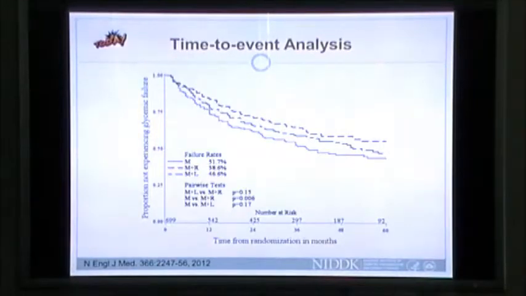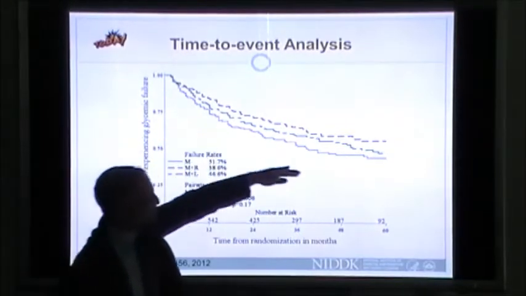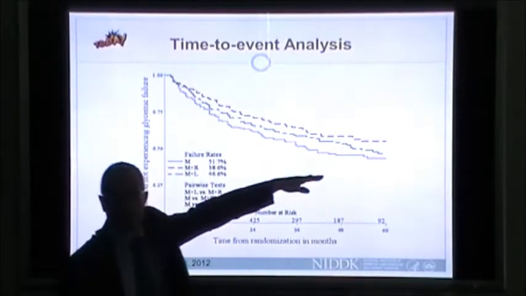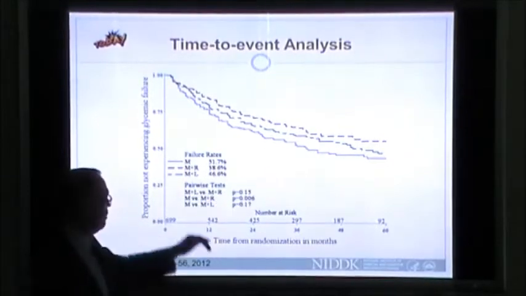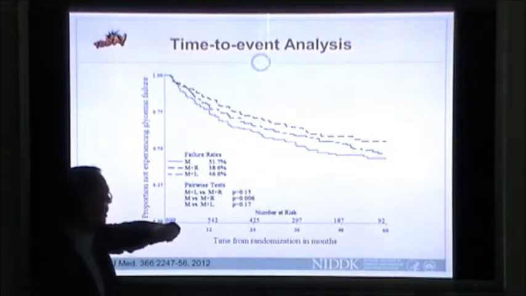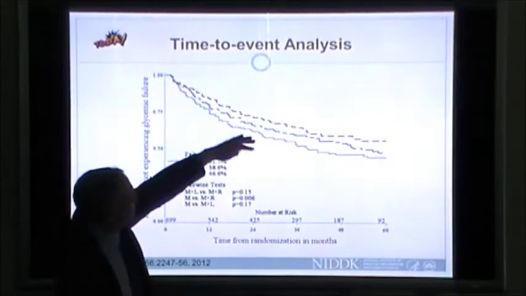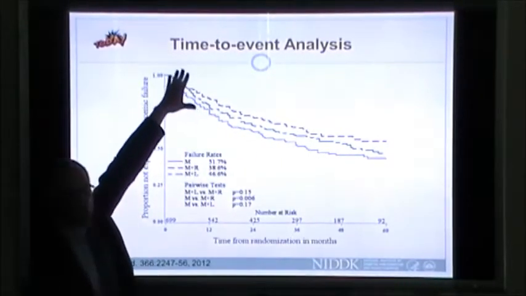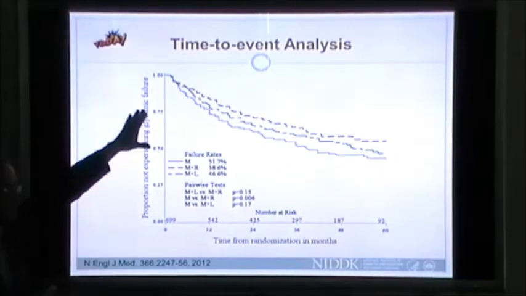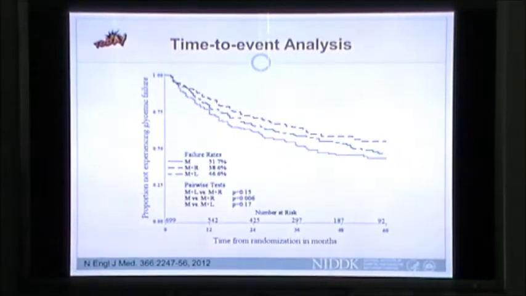If we look at the actual time to event analysis, again, what we see is in blue the metformin, about 50% loss of glycemic control over a period of a few years. Rosiglitazone improving that, and lifestyle intermediate. But what's interesting is it occurs very early on. So these lines, in fact, separate by 6 months.